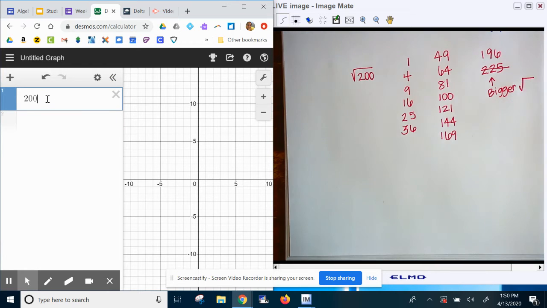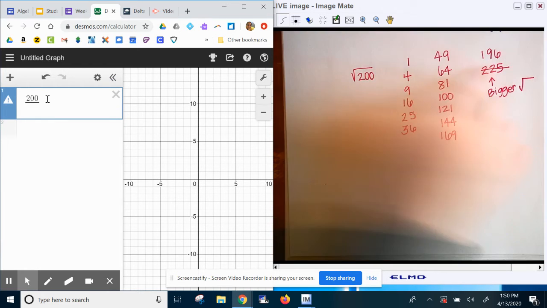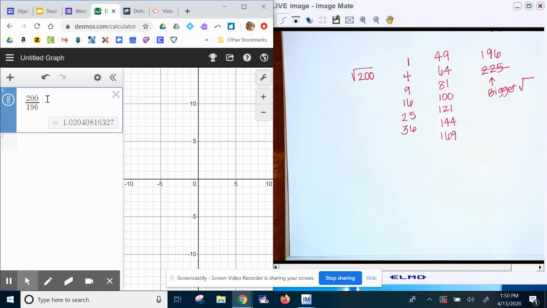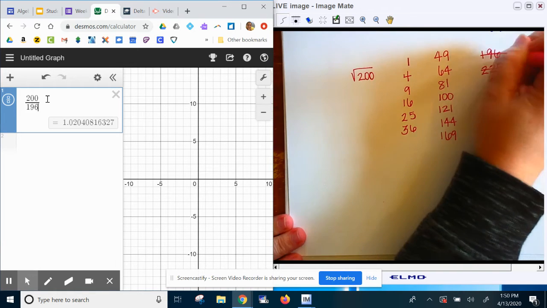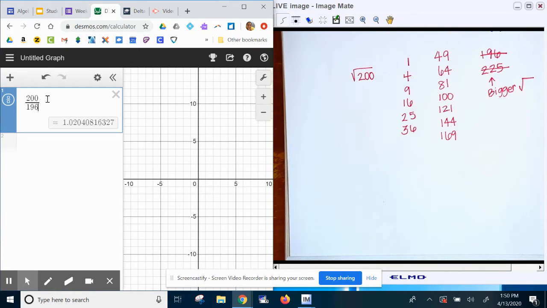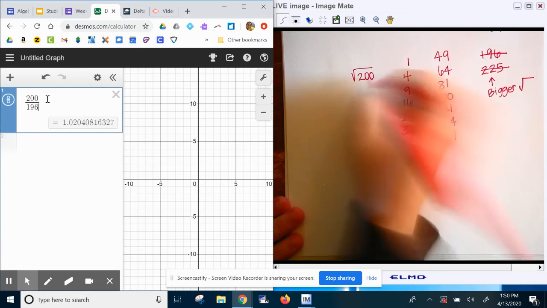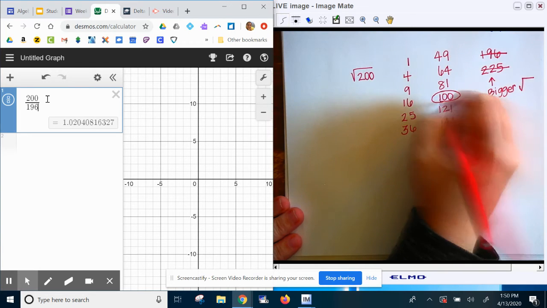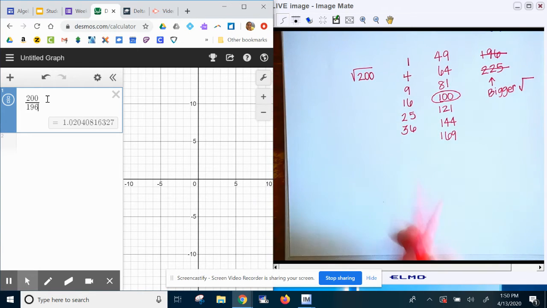So what I'm going to do is I'm going to take my 200 and I'm going to start dividing it by these numbers. 196, okay, and I get a decimal. I'm pretty sure you guys already know what the biggest one is that's going to fit in here. Okay, and I'm just looking at this 200. The biggest one I'm guessing is 100. 2 times 100. But we can always check.